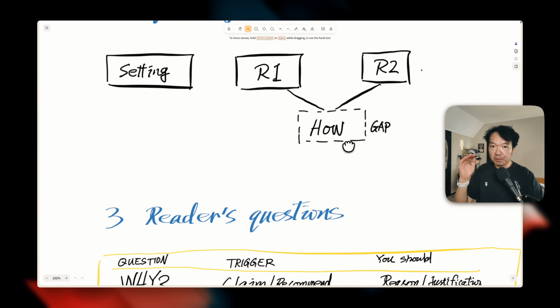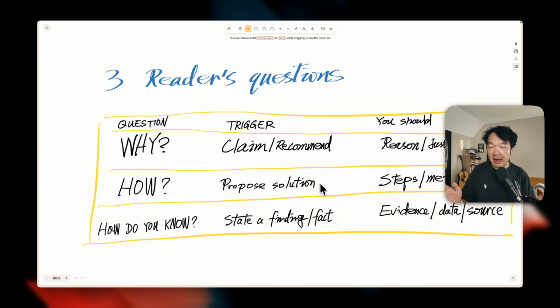And basically your pitch is the answer to this question. There could be 3 types of questions. Why? Which is when you claim something or you suggest something, or you recommend something, like, we should look at this. And a very common question is about why.